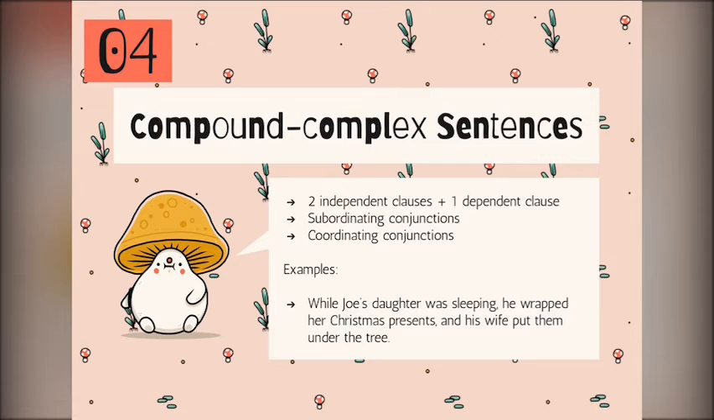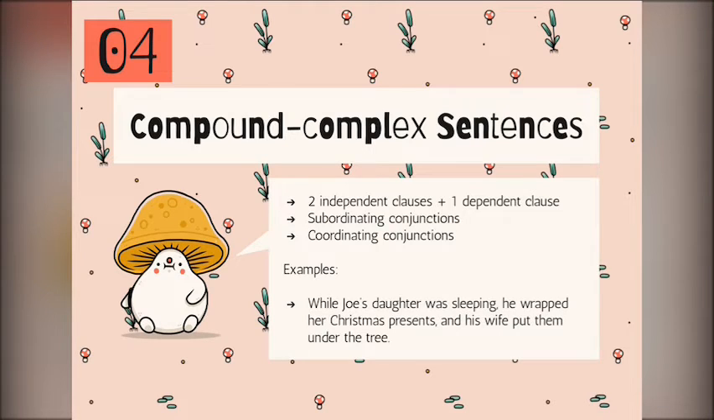Now we're going to look at probably the most difficult of the sentence types, which is compound complex sentences. These are usually comprised of two independent clauses and one dependent clause, and they're linked by subordinating conjunctions, which I talked about in the last slide, as well as coordinating conjunctions, which are words like and, but, or, so, etc. So in the example below, we have while Joe's daughter was sleeping, he wrapped her Christmas presents and his wife put them under the tree.